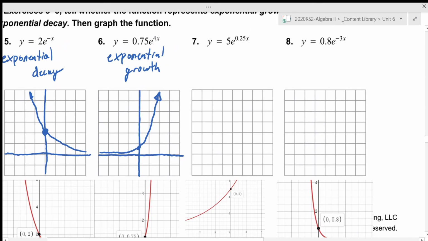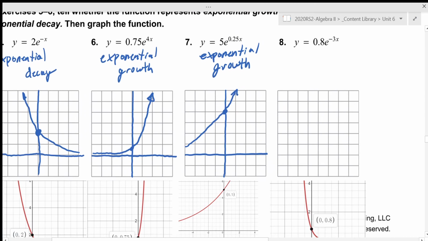All right, the next one, we also have exponential growth, meaning it's going to rise to the right. And the quote-unquote nice point is at 0, 0.5. And it is going upwards to the right. That's not the prettiest function I've ever drawn, but you get the picture.